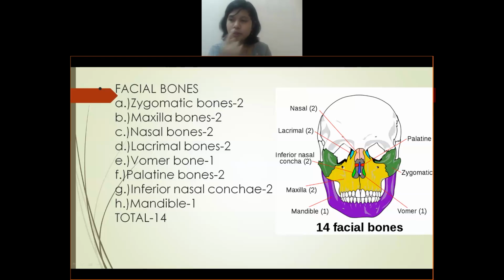Next is vomer. Vomer bone. So where is your vomer bone? Here, at the center, we can say, or else the middle point. So your vomer is here. Okay, I'll ask you, so please pay attention. Vomer is here.